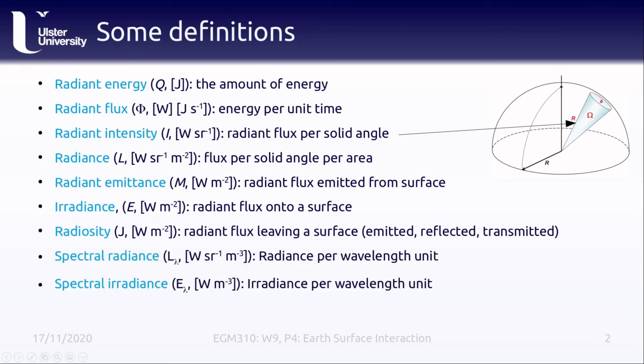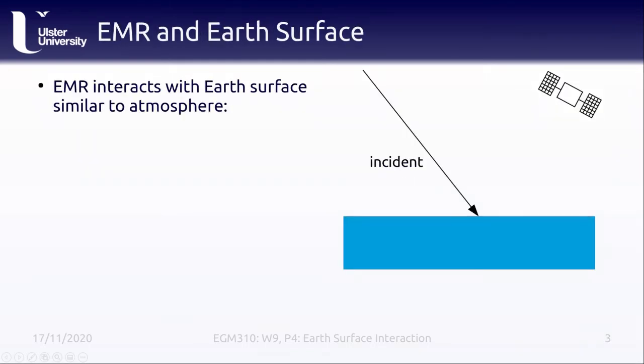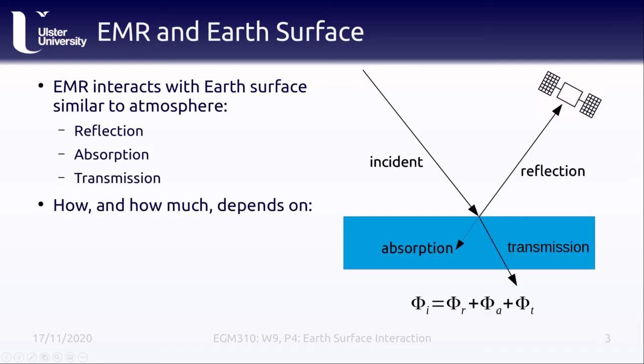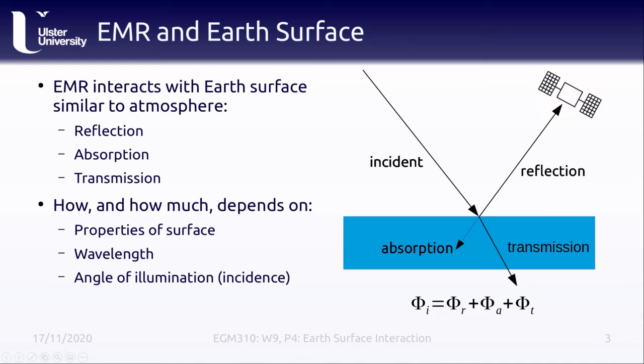Finally, we have the spectral radiance or spectral irradiance, which is just the radiance or irradiance measured over a given wavelength band. Similar to what we discussed for the atmosphere, electromagnetic radiation interacts with the Earth's surface by either being reflected, absorbed, or transmitted. How it interacts with the surface depends on the properties of the surface, the wavelength of the light, and the angle of illumination or incidence.